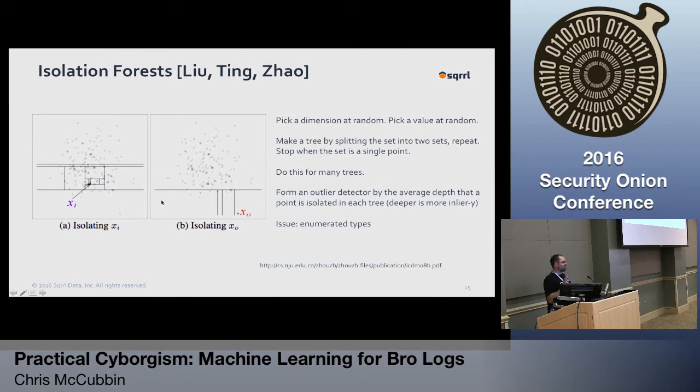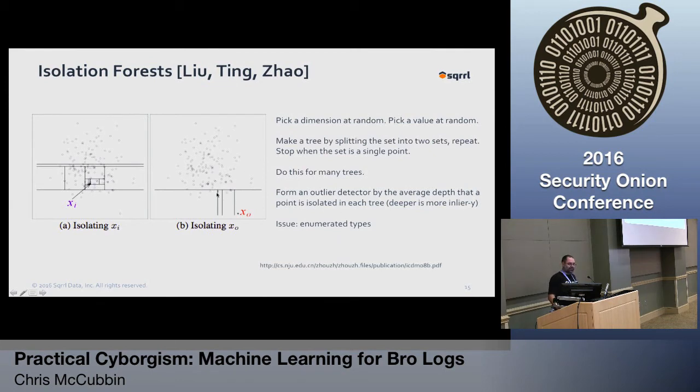What's a great thing about this? It's linear, right? You don't compare any pairs of anything. So this is really good for bigger data sets. And it's actually been shown at one of this year's conferences that this works better than a lot of the other well-known methods. So it's like a double win.